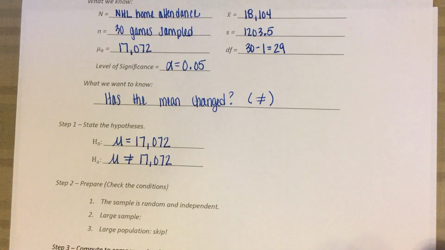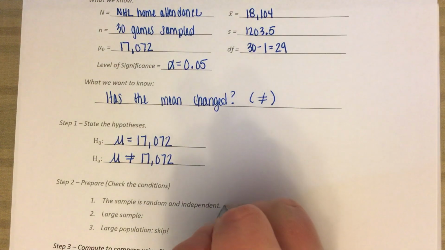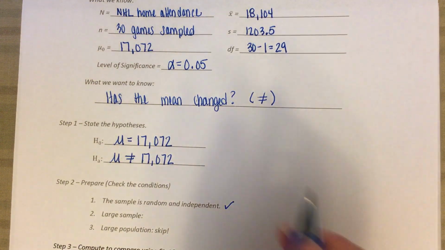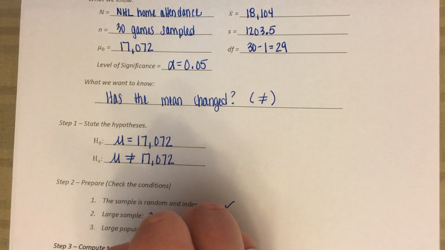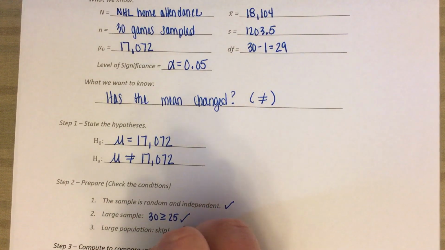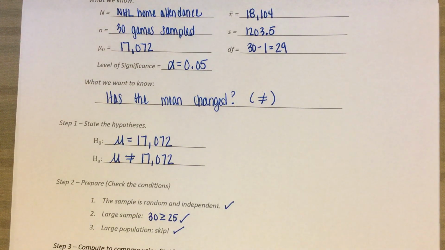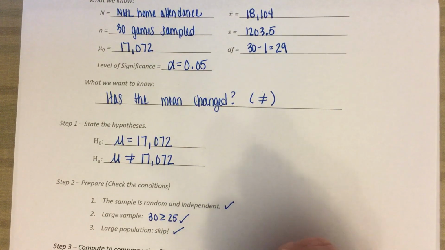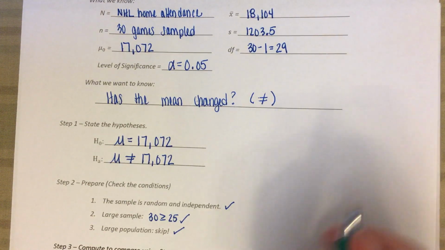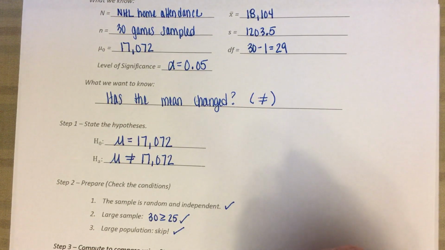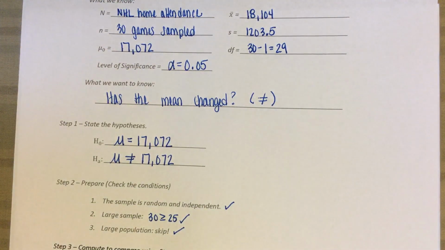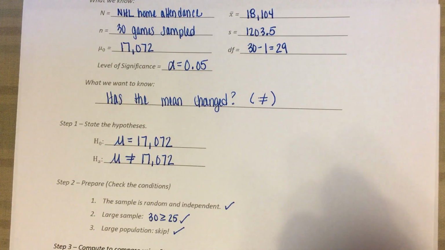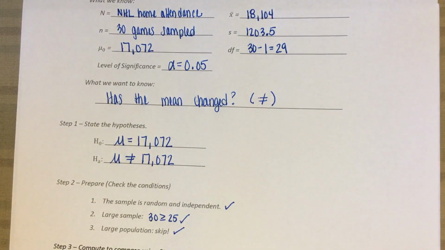Okay. All right, our conditions. Our sample is random and independent. Yes, we're told we took a random sample. 30 is greater than or equal to 25. Yes. Large enough population? Yes. Now we're going to compute using StatCrunch. Again, we're using our t statistics. We're going to enter our x bar, our s, our n, and then in our hypothesis testing part, we want to make sure we select the not equal to, and we want to make sure we put the 17,072 in there. That's our mu naught value.